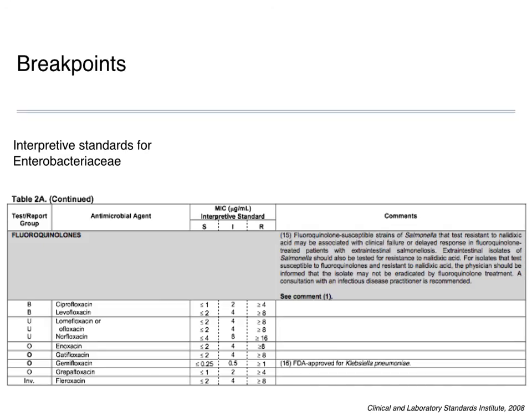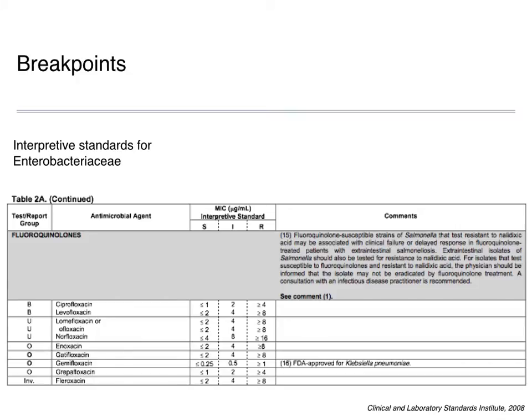So what you need to know before you can make that decision is what the so-called breakpoints are. This is a table from the CLSI documents that describe how to do MICs. Breakpoints are the MICs by which you would categorize an isolate as being either susceptible, intermediately resistant, or resistant. And this is the interpretive standards for Enterobacteriaceae.